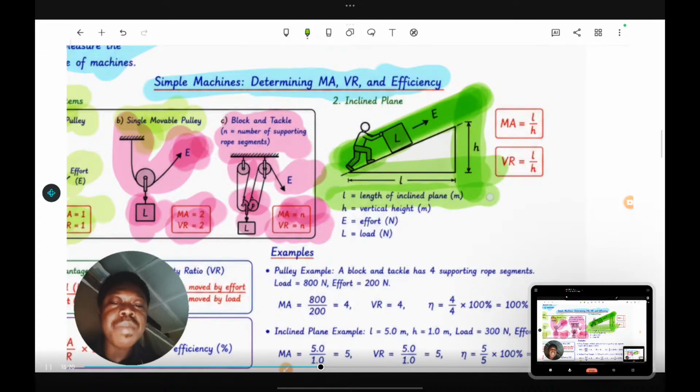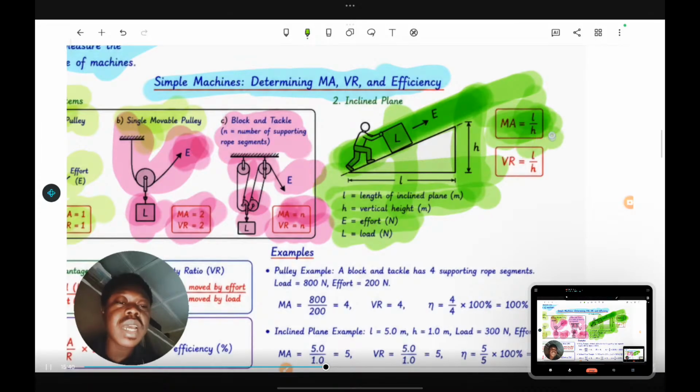Hence we have the length of the inclined plane, we have the vertical height, we have the effort, and then we have the load. This is the effort in pushing the load, and the load itself has its own weight that will try to pull it downward. So mechanical advantage will equal load over effort, mechanical advantage will equal length over height, and velocity ratio will equal length over height. Please take note of this particular formula.